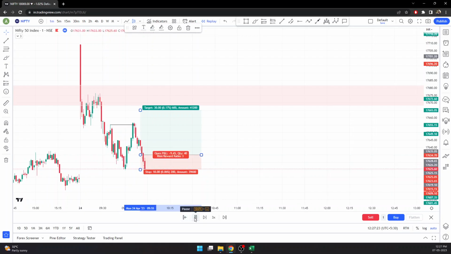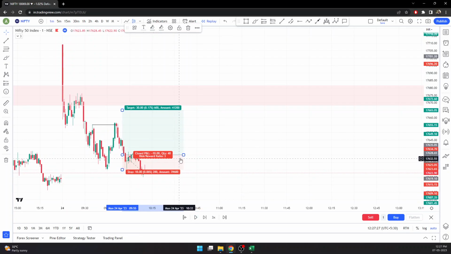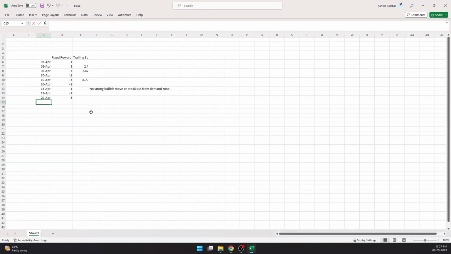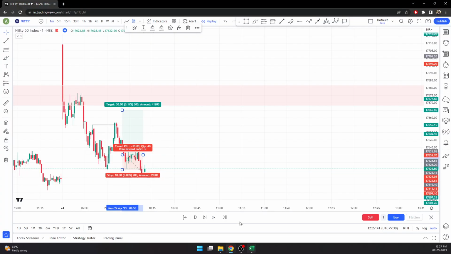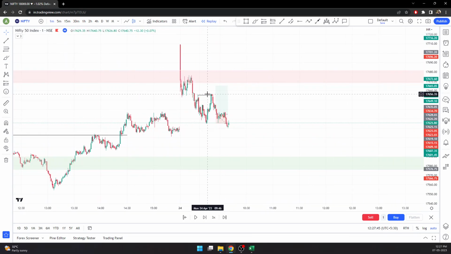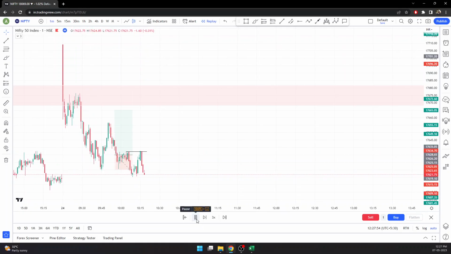Let's see what happens. Okay, we made our entry. SL hit. 24th of April, -1. So this is the level that I wanted to see being broken. Did not.